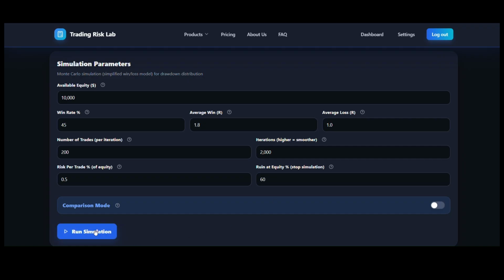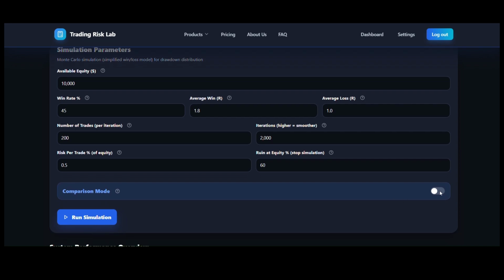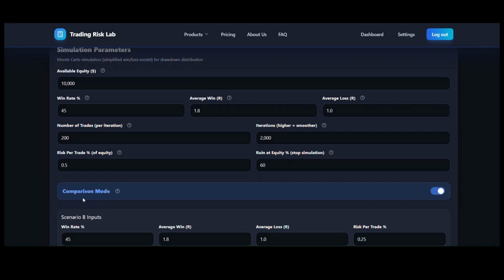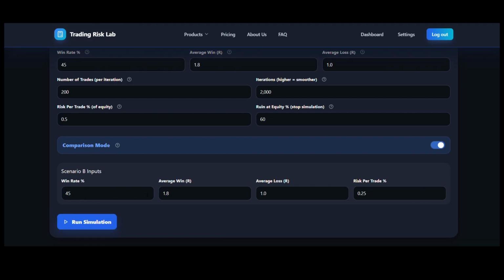If you want to compare two different risk profiles or strategies, enable Comparison Mode. This unlocks Scenario B inputs. Here you can change parameters like risk per trade, win rate, or reward profile, while keeping everything else the same. Running the simulation again will evaluate both scenarios side by side.